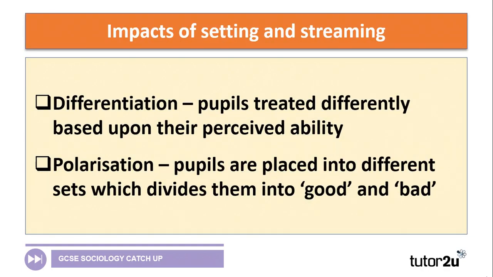The impact of this is that pupils undergo a process of differentiation, where they become aware that they are being treated differently based upon their ability. Now, this leads to a second process, polarisation, where pupils are divided into polar opposites of good pupils and bad pupils, and this impacts on their ability to achieve.